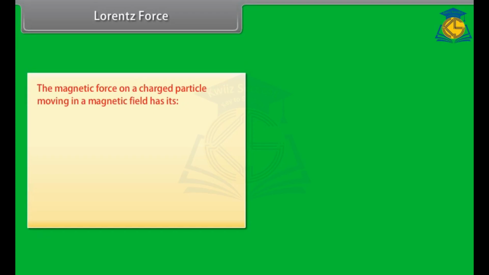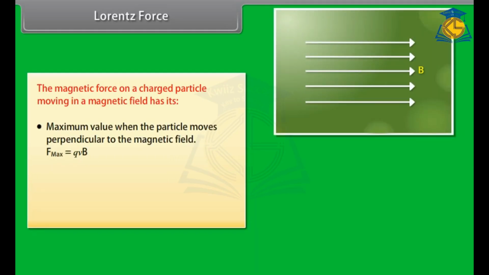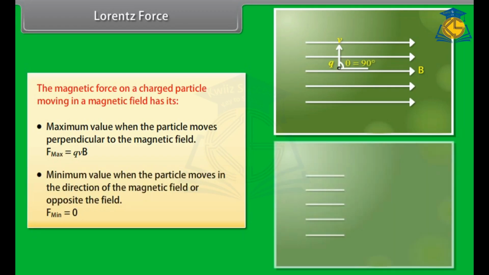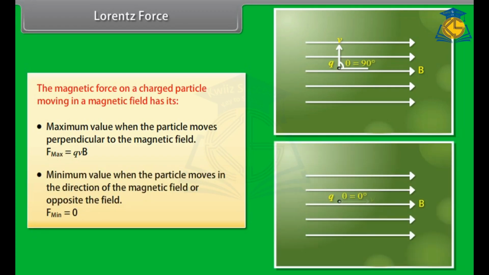The magnetic force on a charged particle moving in a magnetic field has its maximum value when the particle moves perpendicular to the magnetic field. F max is equal to QvB. Minimum value when the particle moves in the direction of the magnetic field or opposite to the field. F minimum is equal to 0.